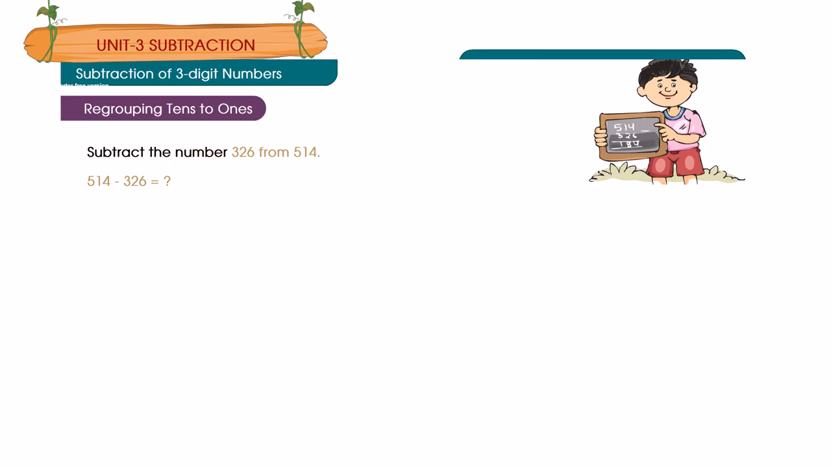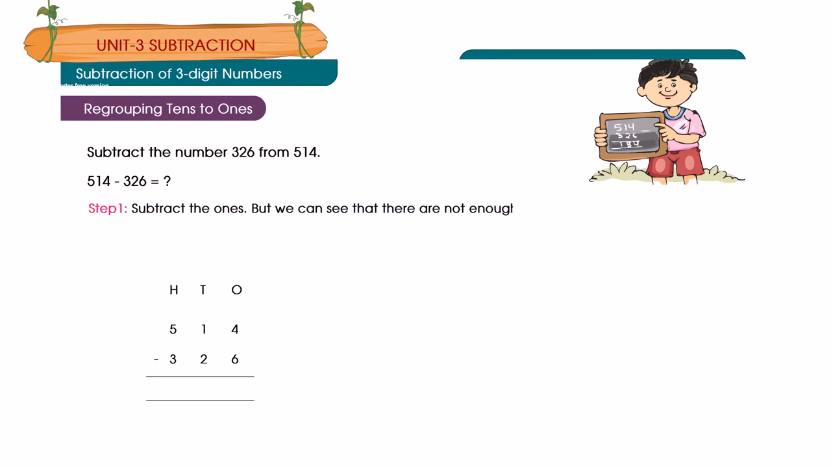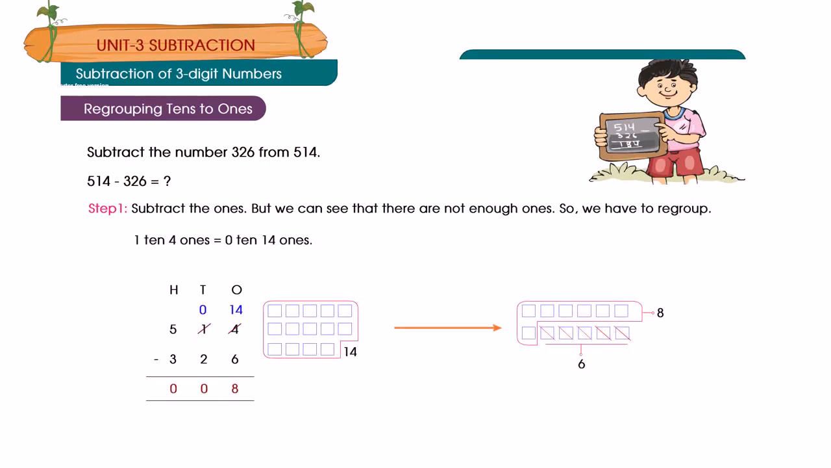Subtract the number 326 from 514. 514 minus 326 is equal to how much? Step 1. Subtract the ones. But we can see that there are not enough ones. So we have to regroup.